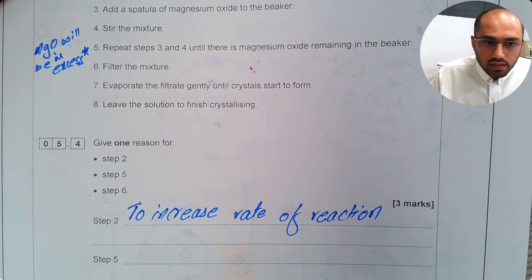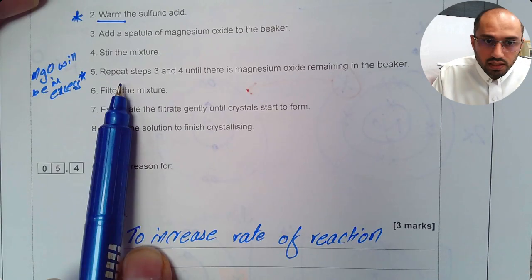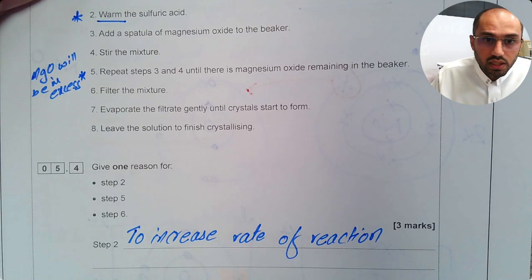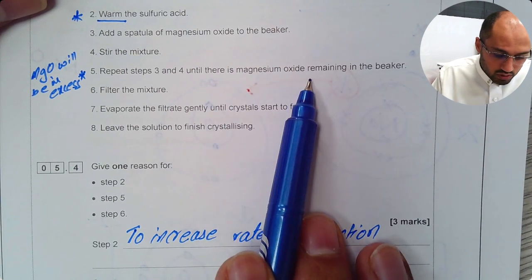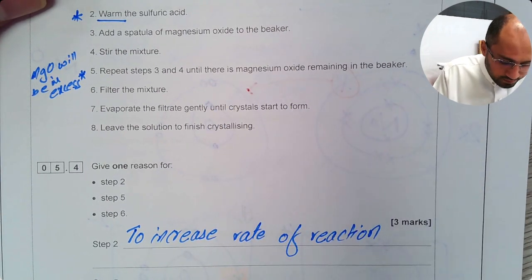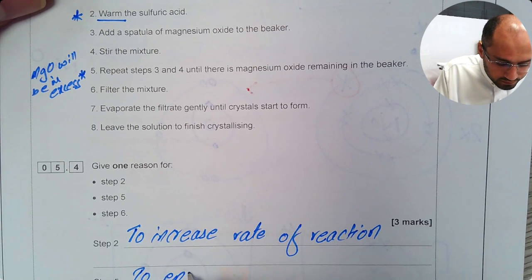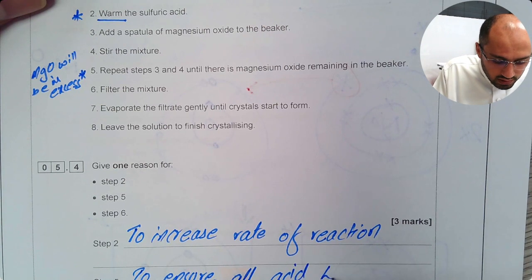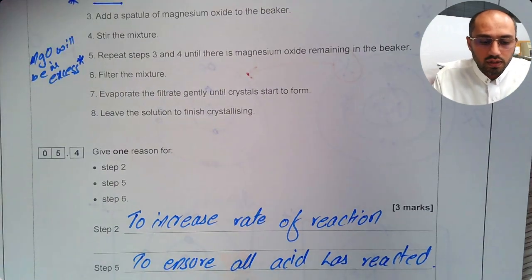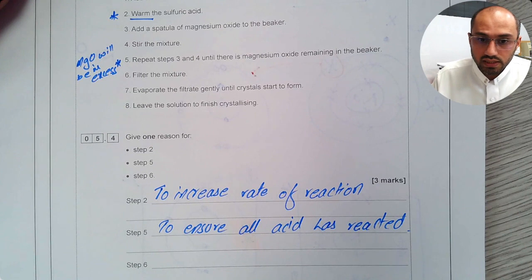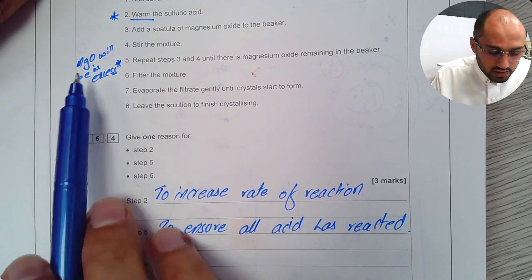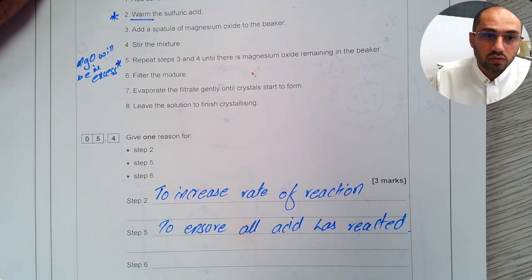Then it says, give one reason for step 5. In step 5, what they did was repeat step 3 and 4, which is adding magnesium oxide until there is magnesium oxide remaining in the beaker. So we can say to ensure all acid has reacted. Now in this case, why are we ensuring that the acid has reacted? Because it is very difficult to separate acid from the products. But this excess solid, which is MgO, can easily be removed from the products.